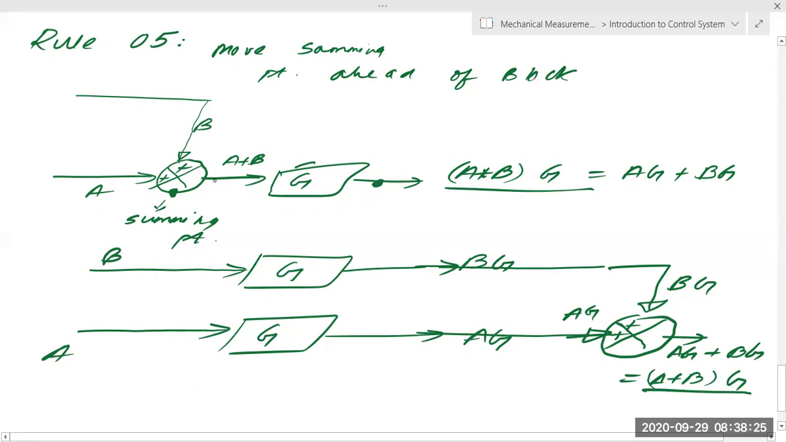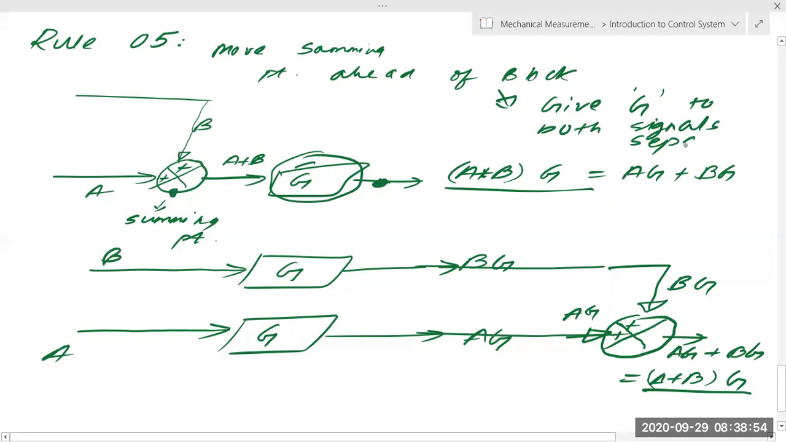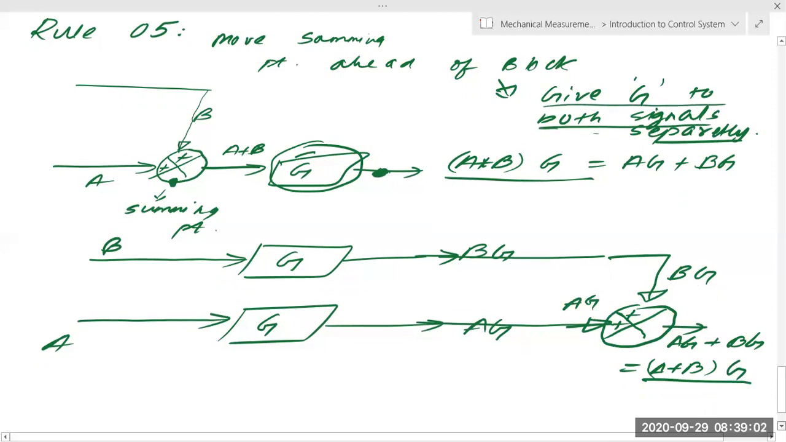So whenever we want to move the summing point ahead of the block, not before, from before we are moving it ahead of the block, that means we need to branch the gain. Okay, we need to give the gain to both the signals separately. What is important? Give gains to both the signals separately. Then only you can get the same output that you were getting earlier. Okay, we need to give G to both signals separately. Simple. This is very important.